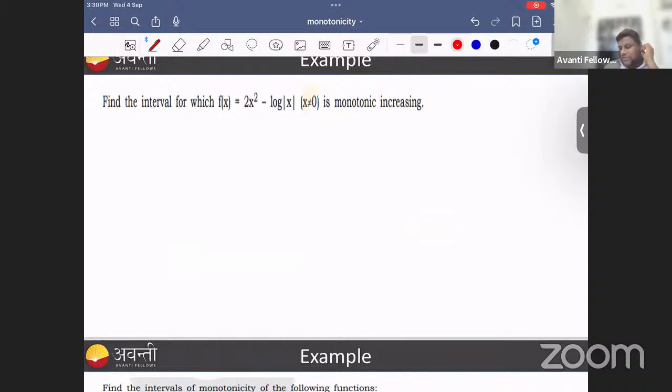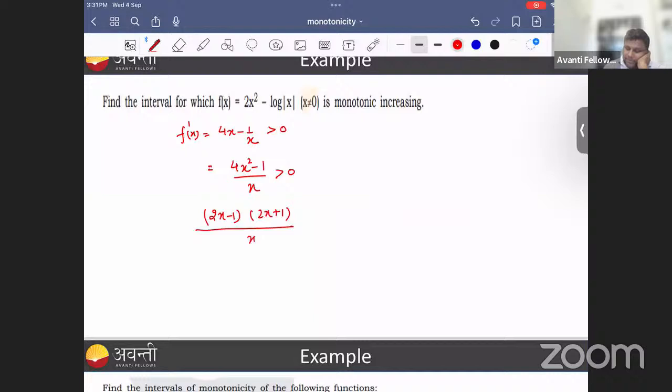Find the interval for which this f(x) is monotonic increasing. f(x) is increasing. So first of all, you will find f dash x. f dash x is going to be (4x minus 1) upon x. Now, what do we want? For the function to be increasing, it should be more than 0. So it comes (4x square minus 1) upon x greater than 0. Am I clear? Now this numerator can be written as (2x minus 1)(2x plus 1) upon x greater than 0.